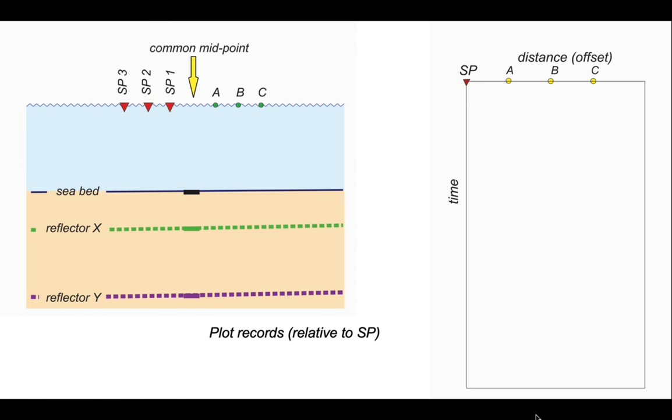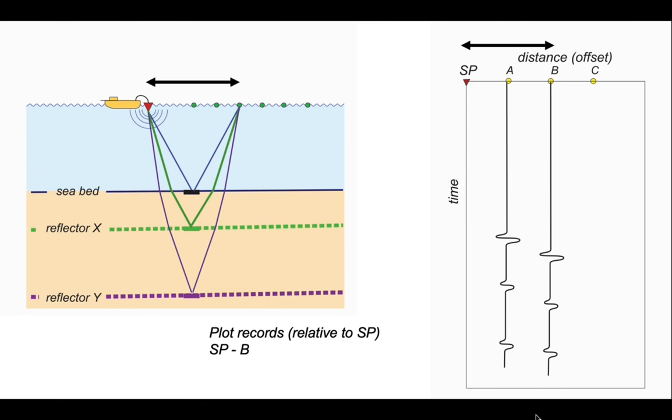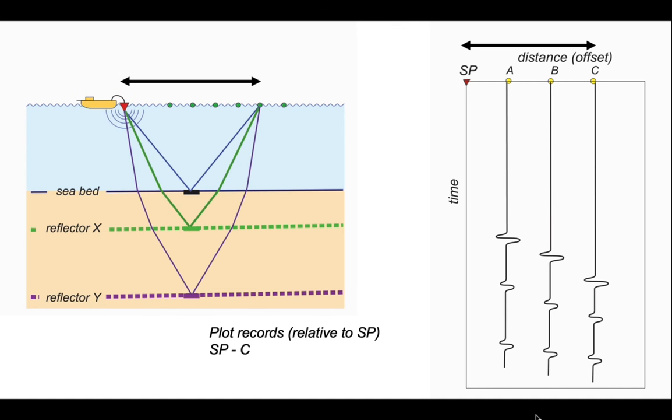So here is our plot showing distance, that's offset from the shot point to our 3 receivers relative to a single shot point. So we're going to plot that against travel time. Here's our record for the shot point to receiver A, and it has that labelled offset. And we can see our 3 arrivals on the record on the right, representing the reflections from the seabed, reflector X and reflector Y. Here's the same thing for the shot that was picked up by receiver B. A similar looking trace, but with a different offset. And here again is the record for receiver C.